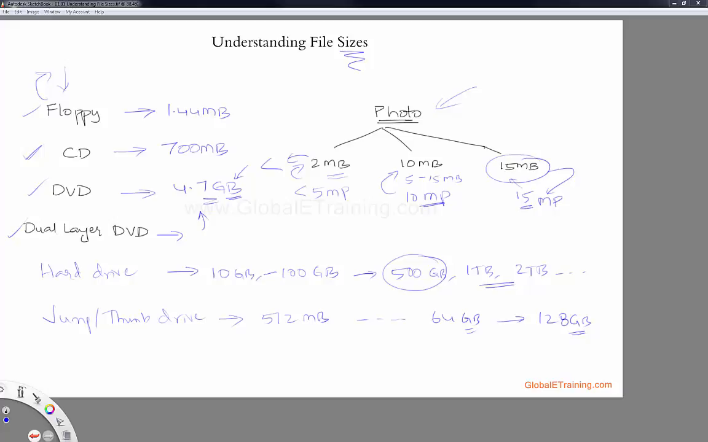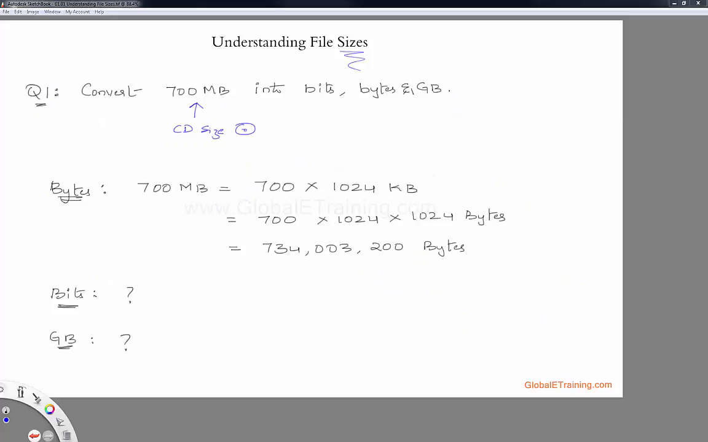Let's take a quick look at how we can convert one unit into another. We'll take a specific example, and the same thing applies to other things as well. Here the whole idea is to convert 700 MB into bits, bytes, and GB. 700 MB is nothing but the size of a CD.